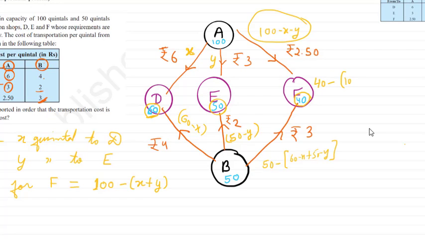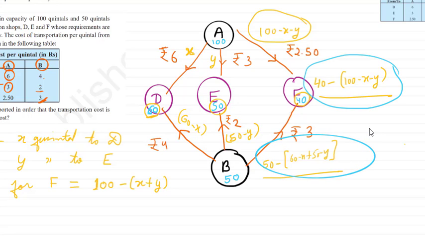It has already taken 100 minus x minus y from A, so F can get only this much: 40 minus x, or 100 minus x minus y. So this or this, it's your choice. You can take any of these two. So you can do this also, or you can do this also. For F, you can choose any of these two.